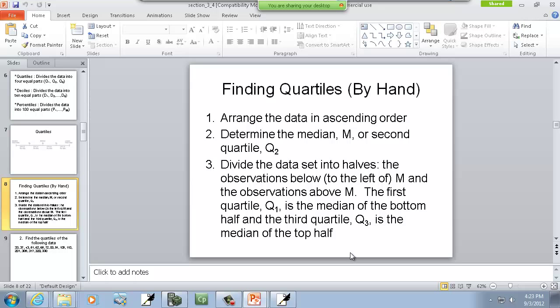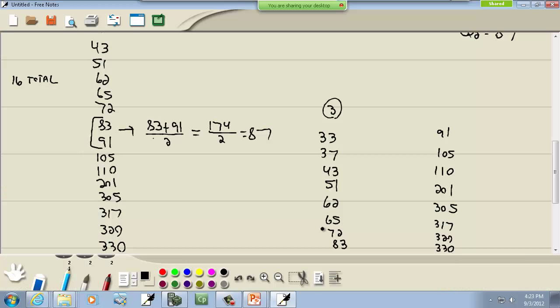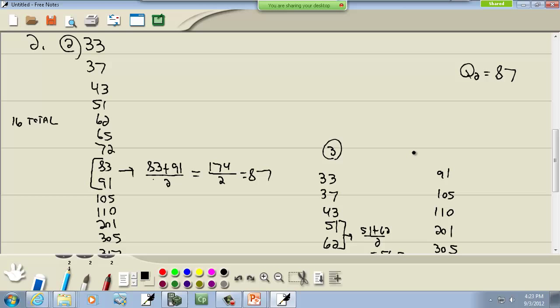It then says the first quartile is the median of the bottom half, and the third quartile is the median of the top half. So I want to find the median of these. Well, these are both 8. So again, I'm going to take the middle two numbers and find the average of them. So here I got 51 plus 62 divided by 2. 51 plus 62 gives me 113 divided by 2, which gives me 56.5. And that's my bottom half, so that'd be Q1.